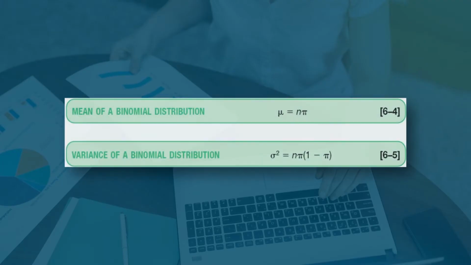So this is another way of calculating. The mean of the binomial distribution is denoted by mu equals n pi, and the variance of the binomial distribution is denoted by sigma squared equals n pi in brackets 1 minus pi. This is the formula by which we are going to calculate.